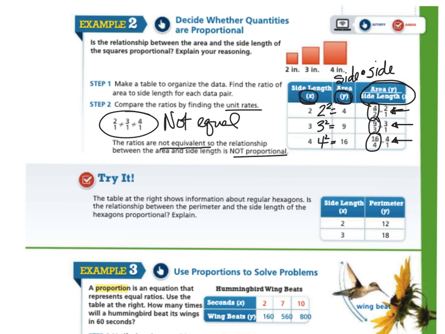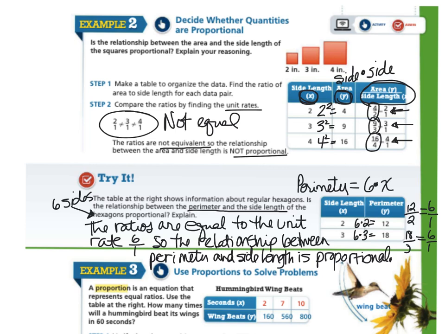Now complete the try it. Take a look at the table, read through the question carefully, and compare the perimeter and the side length of the hexagons. In case you need a little reminder, a hexagon is a shape with 6 sides. Come back and check your answer when you think you know.